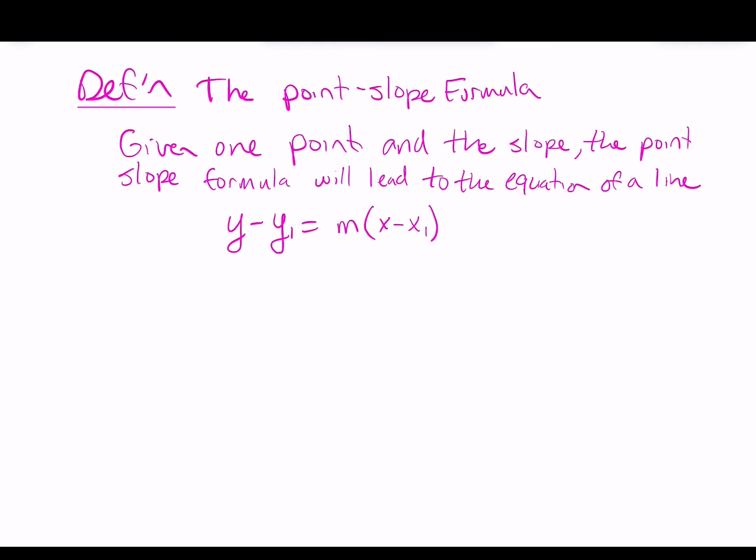And then what that allows us to do is plug that point in and the slope, and we can get the equation of the line that contains that point with that slope. We can solve that then for y to have it in slope-intercept form, so we can determine the y-intercept of the equation and graph it. Let's try an example where we're given a point and the slope and find the equation of that line.